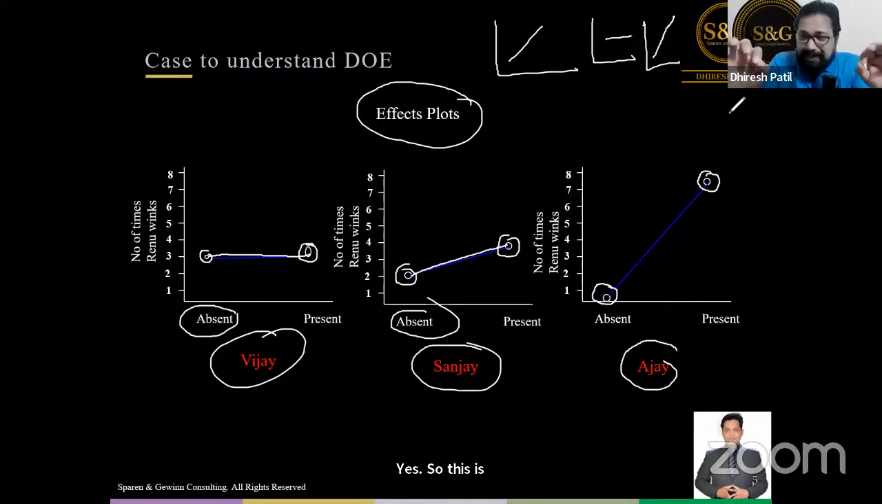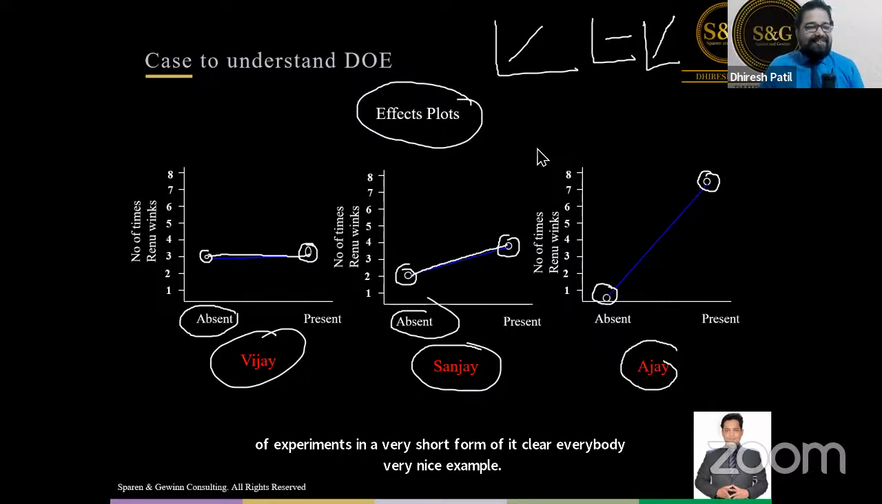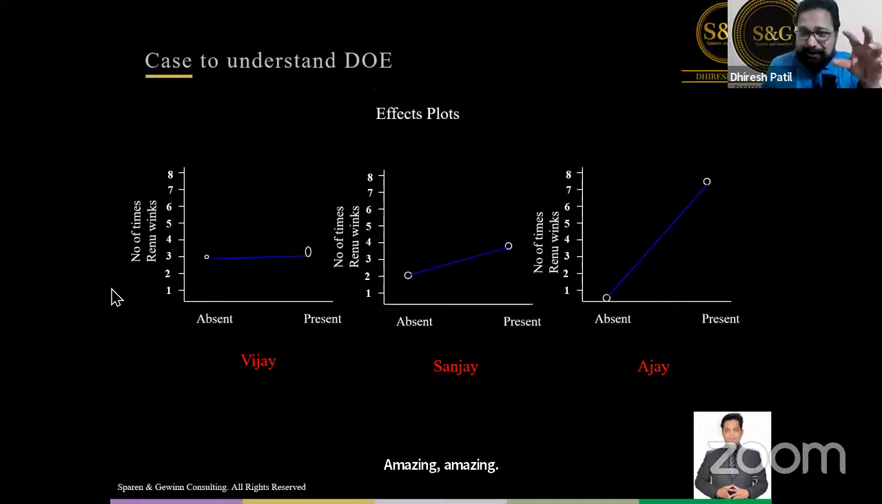But so this is called an experiment. They have done permutation and combination and checked what the impact of that is. With the help of statistical and graphical analysis, we can analyze it systematically. This is called design of experiments in a very short form. Clear, everybody? Very nice example. Yes or no? Amazing. All right, so let's go deeper into that. Clear?